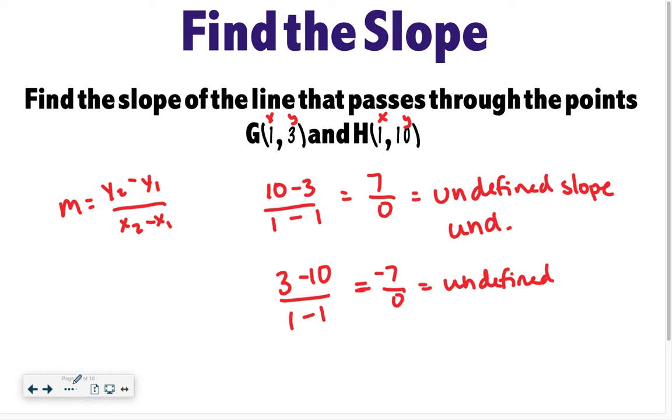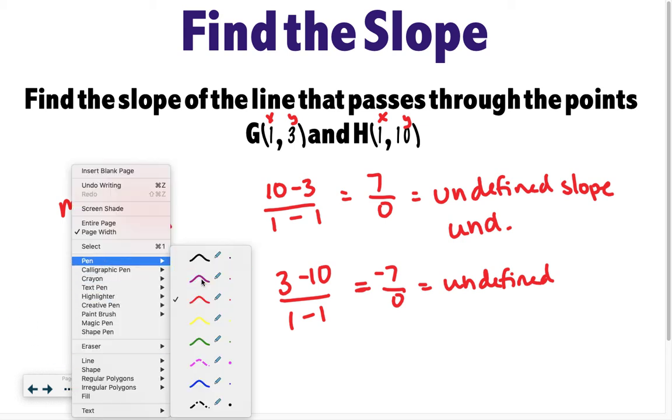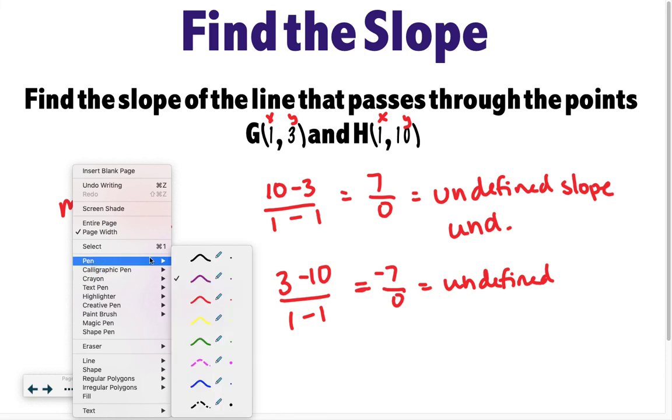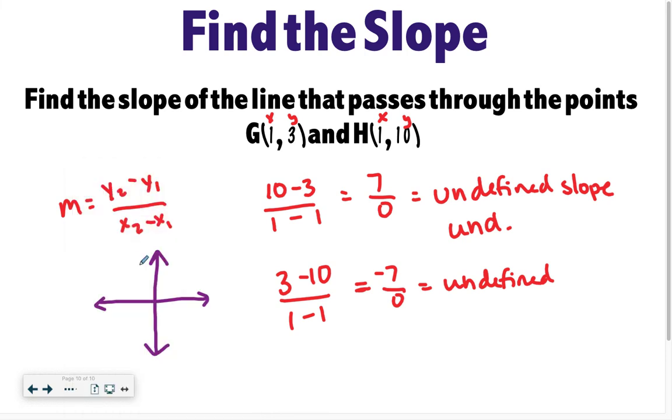Undefined slope on a coordinate plane looks a little different than the 0 slope or no slope. Undefined slope is when you have a vertical line, okay? So when you have those lines that are straight up and down, that is called undefined slope, okay? So if you have any questions at all, please be sure to ask for some help. I'm more than happy to assist you.